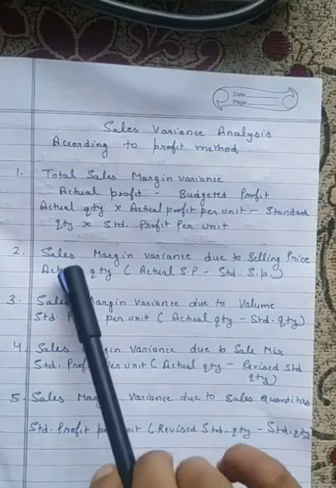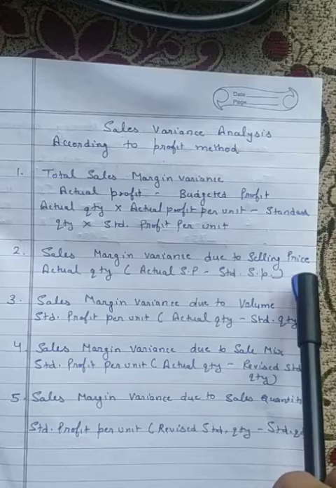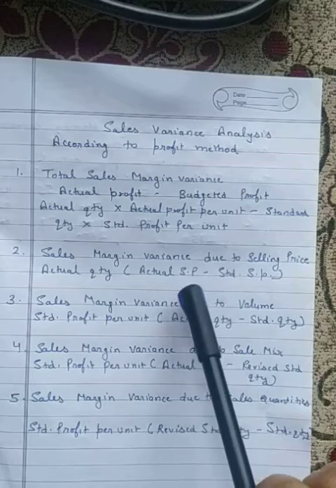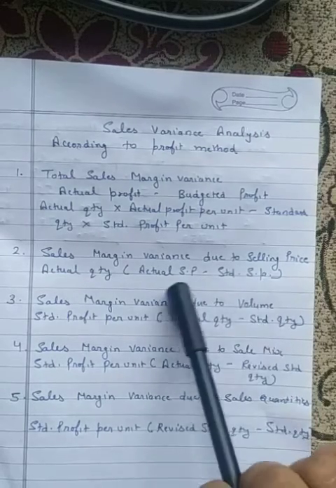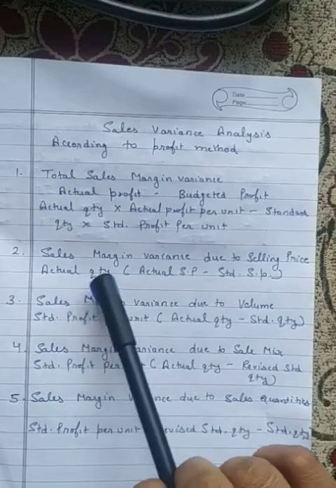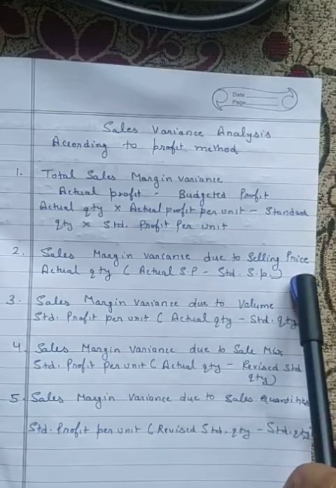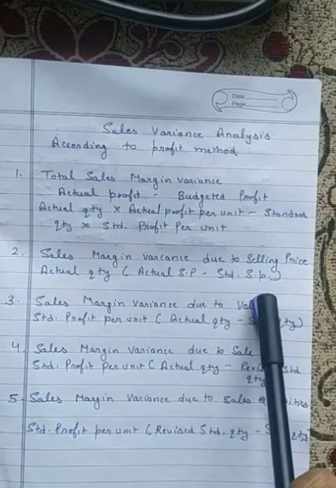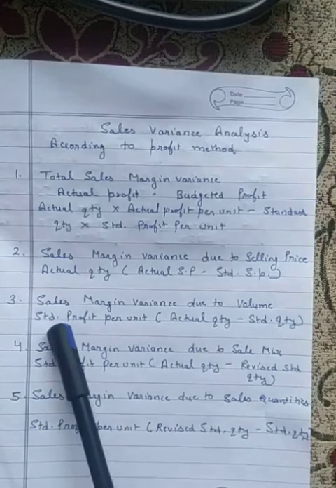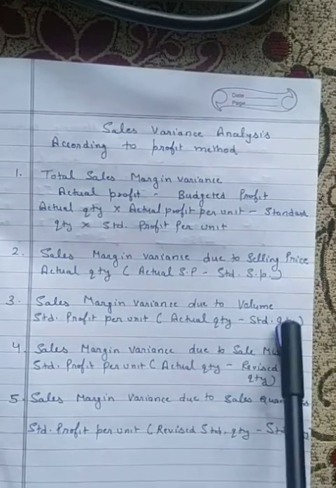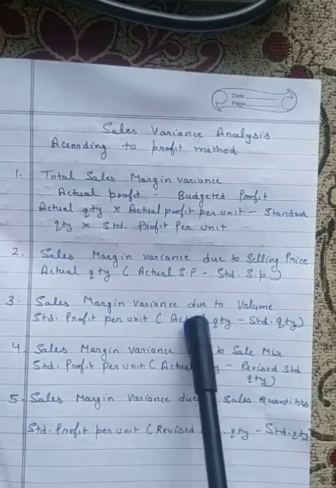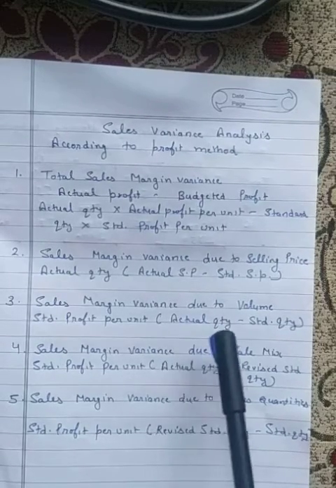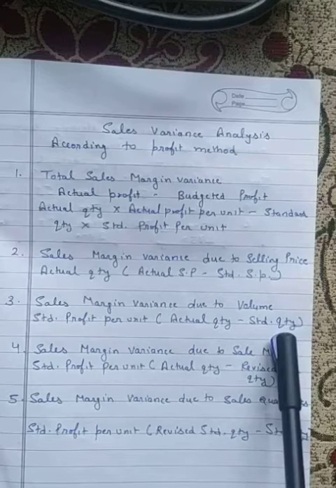Now the second is the sales margin variance due to the selling price. To calculate the sales margin variance due to the selling price, we will take only the selling prices, not the profit. So the formula is actual quantity multiplied by actual selling price minus standard selling price. Now the third one is the sales margin variance due to the volume. To calculate it, we will take the standard profit per unit, multiplied by the actual quantity minus the standard quantity.